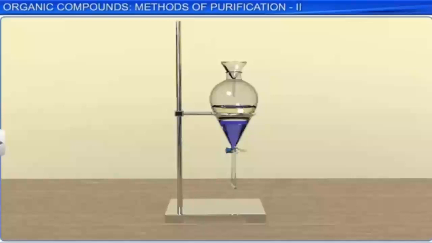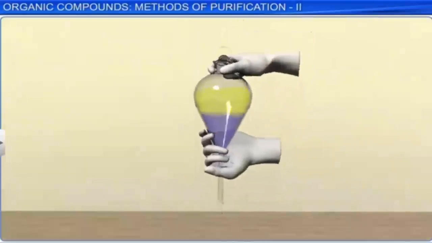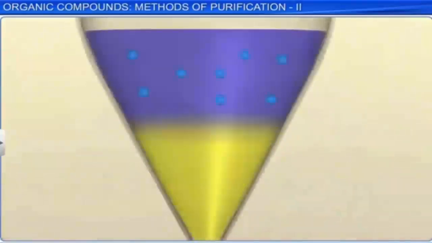In this method, the aqueous solution of the compound to be extracted is taken in the separating funnel. Then, a suitable organic solvent is added to the funnel. Next, the funnel is shaken for some time and then it is allowed to stand for some time. On standing, the organic compound and the solvent form two separate layers in the funnel. The organic compound, being more soluble in the organic solvent, goes into the organic layer.